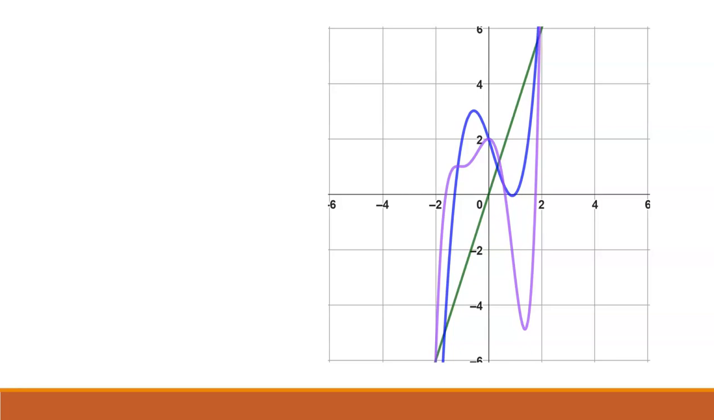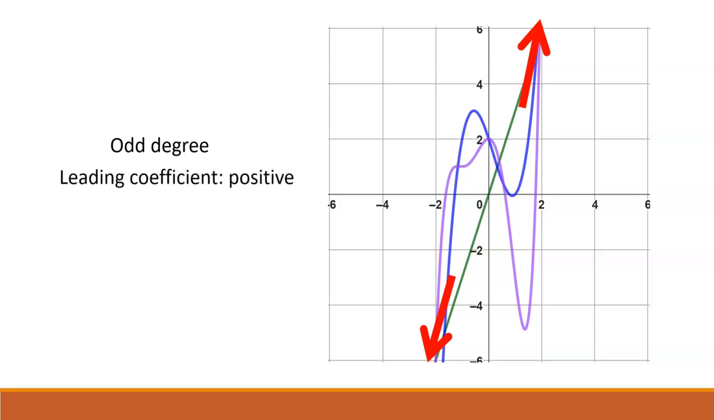This is a graph of 3 functions that have something in common about their degree and their leading coefficient. If we look at what's happening on the ends of the functions, we can see that the ends are going in opposite directions. That's enough to tell us that all of these functions are of an odd degree. If we look at the right end, we can see that it's pointing up in a positive direction. That means that the leading coefficient of each function is also positive.